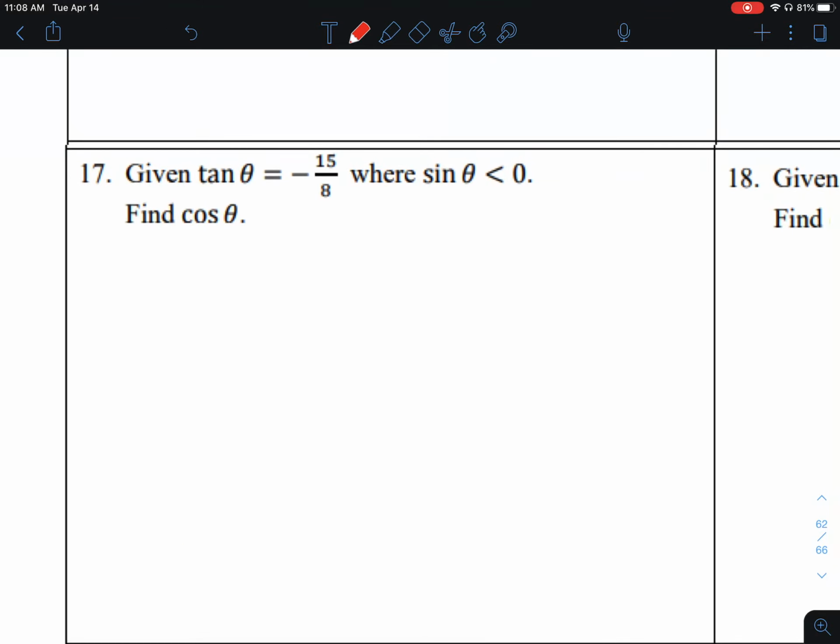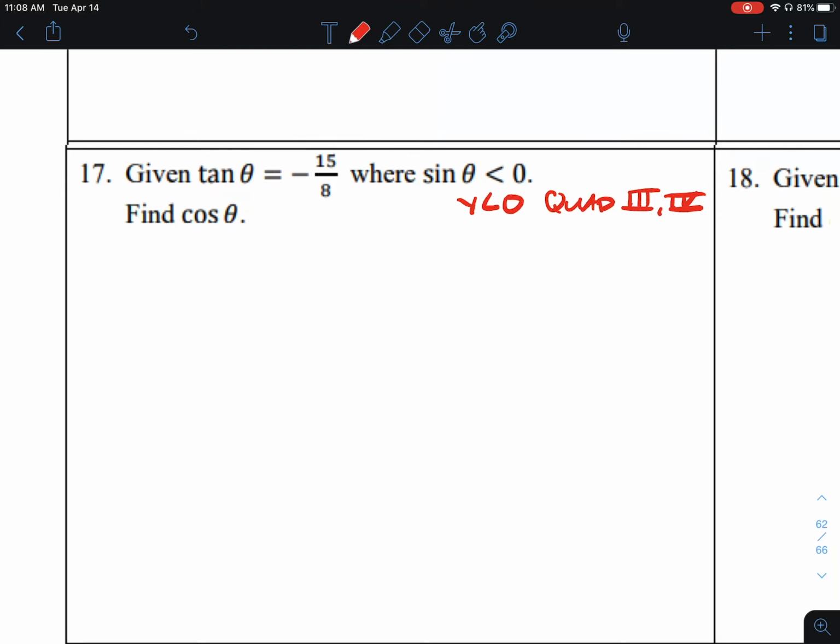17, given that tangent of theta is negative 15/8, where sine of theta is less than 0, find cosine of theta. All right, so this is telling us that y is less than 0. And when does this happen? This happens in quadrants 3 and 4, where the y value is negative. Because sine of theta is y over r. R is always positive. So y would have to be negative. That has to be in quadrants 3 or 4.